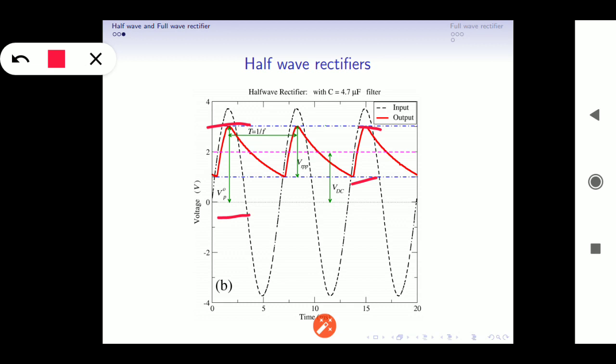VDC is actually the average of these two peaks, and that is equivalent to the value from 0 to the DC value of this output. So this pulsating AC output produces a DC voltage which is denoted as VDC. Experimentally you are going to measure VRP, VRPP and VDC. However, in the calculation we don't use VRP, we use only VRPP, VDC and frequency.